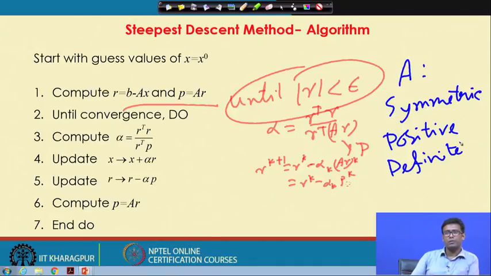So, we are trying to find the minimum of something, which is solving Ax is equal to b, where convergence is based on mod r being less than epsilon. Either it will not converge, but if it converges, then it will take us to the same solution, that mod r is less than epsilon. So, x is equal to b.